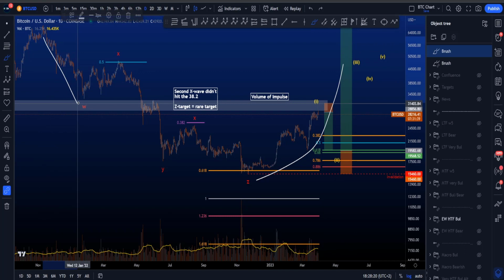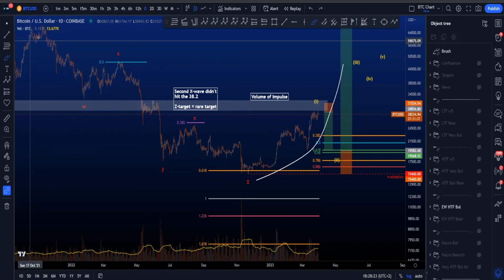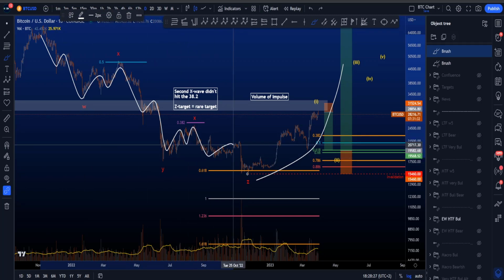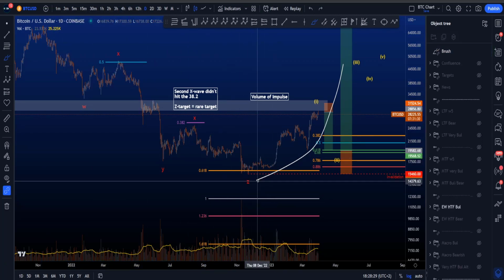The corrective structure is a WXYXZ, which is basically a three wave, another three wave, then again a three wave, and finishing with wave Z, which is also another three wave structure, which then is the end of wave 4.